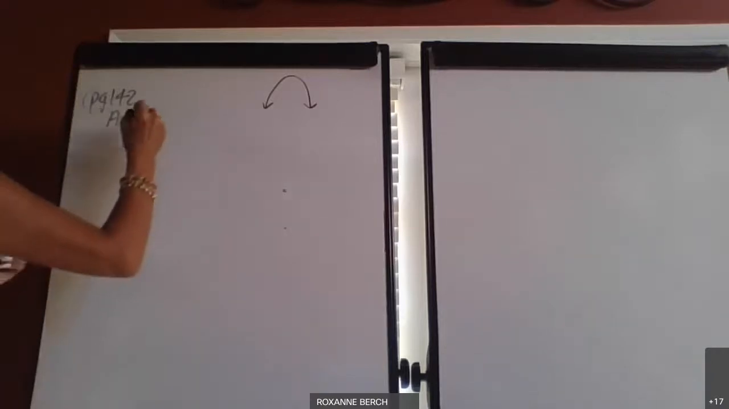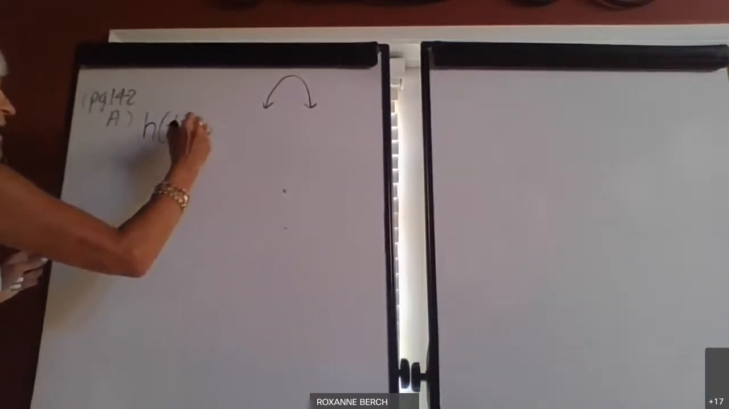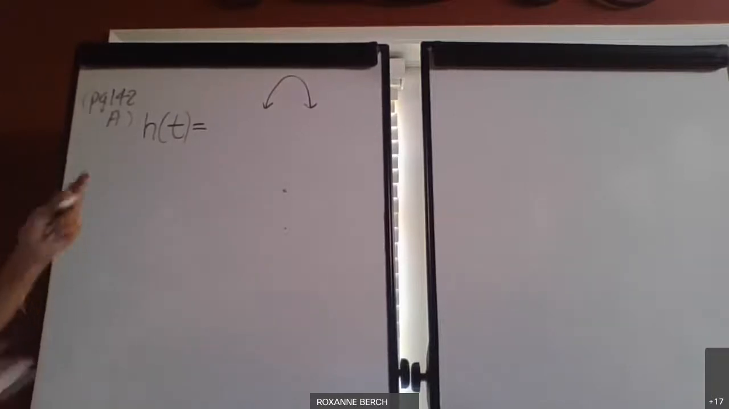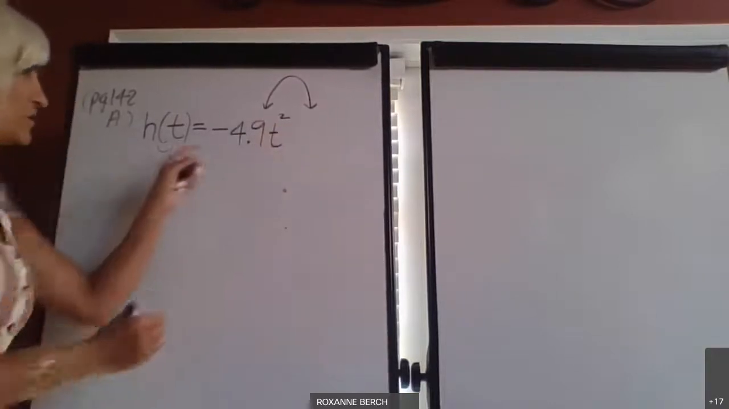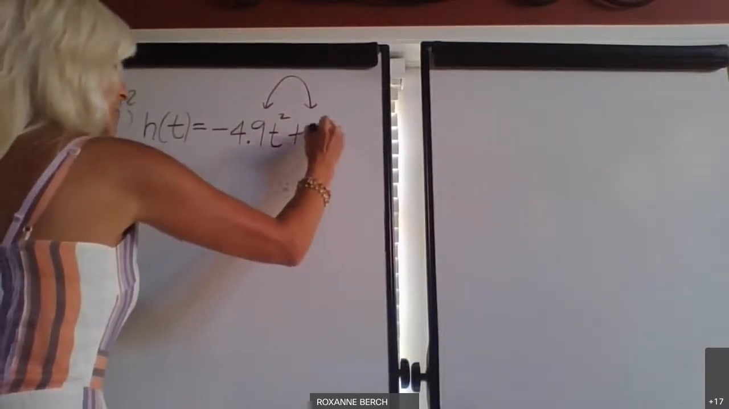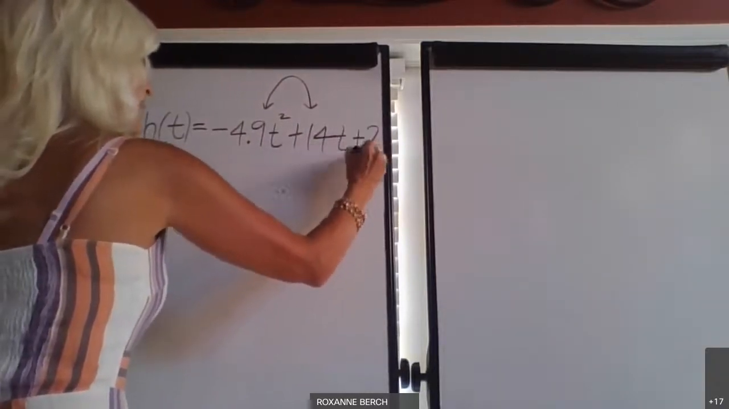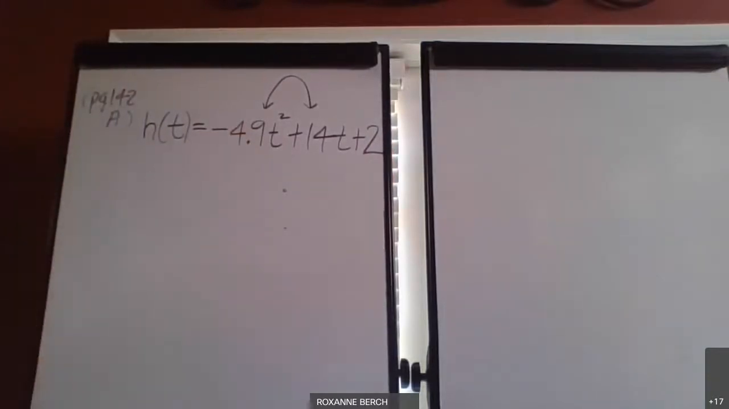So it says a ball is thrown in the air with initial velocity of 14 meters per second from an initial height of 2 meters. The ball's height in meters at time t in seconds can be modeled by this quadratic. So this problem is being modeled by this. There it is. So there's your negative, there's your upside down parabola, plus 14t plus 2. So this problem is modeled by this quadratic function of height in terms of time.